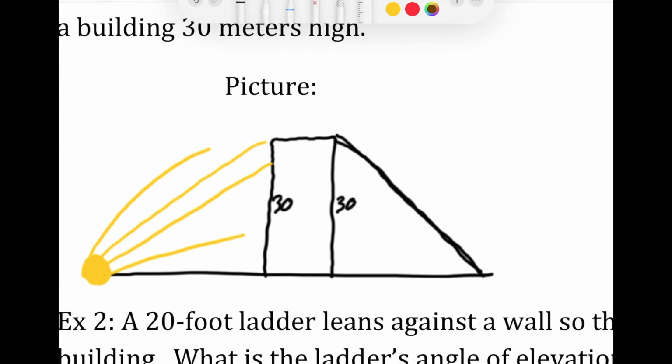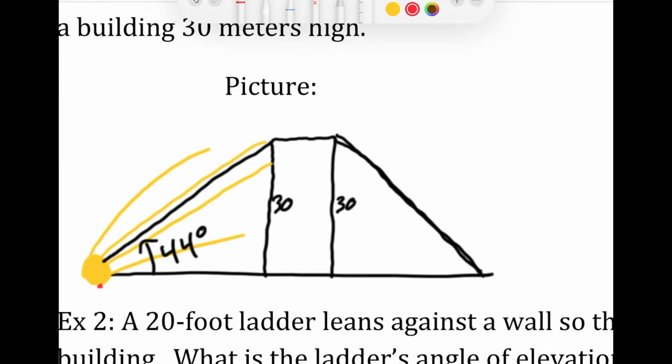And then the sunshine is going to have a 44 degree elevation. So this is what we were given. We were told that the sun is going to give 44 degree elevation rays towards the building, and then the building is going to cast a shadow on the other side.